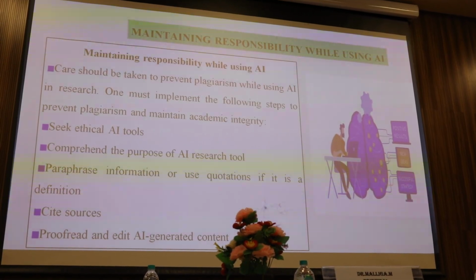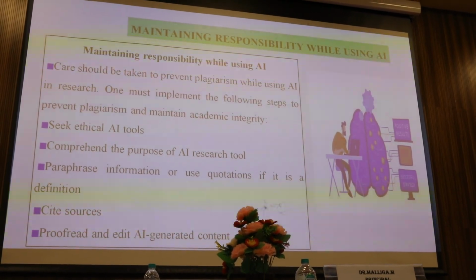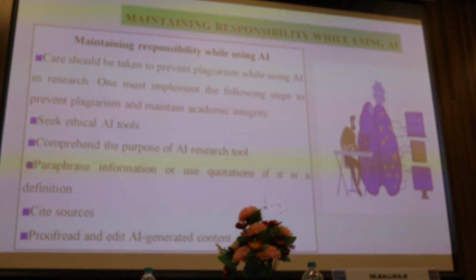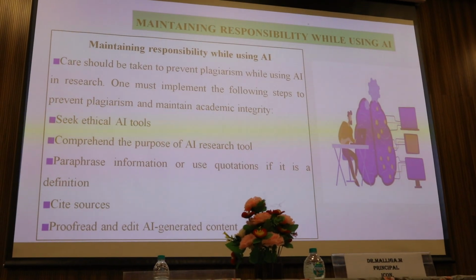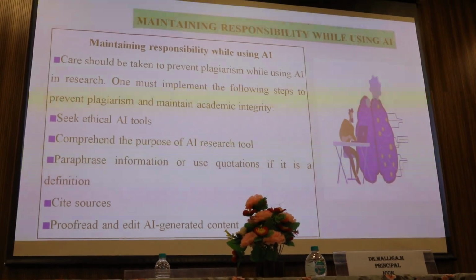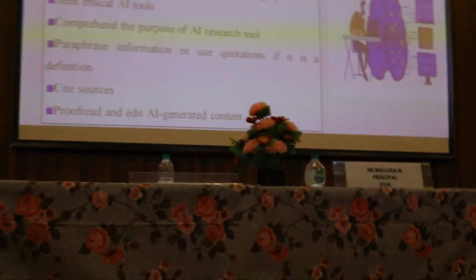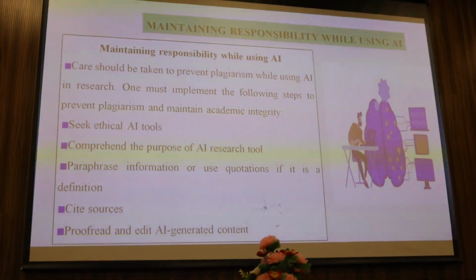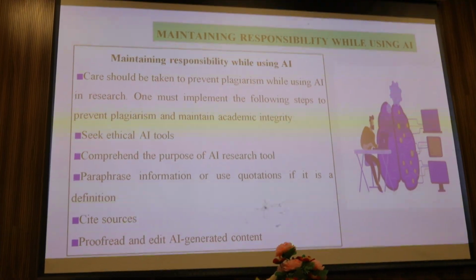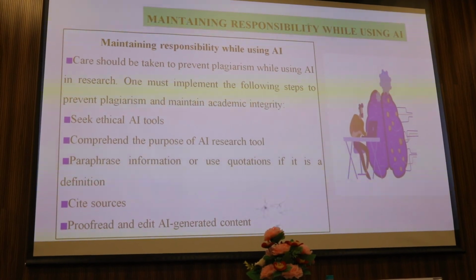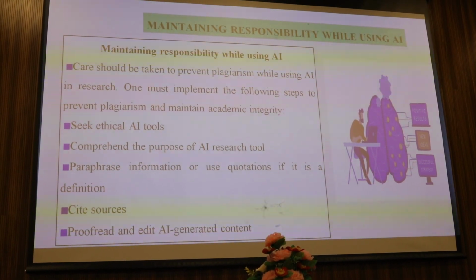So maintaining responsibility while using AI is very important. Care should be taken to prevent plagiarism while using AI in research. When we have a lot of data, plagiarism automatically happens, so we have to be very careful in that. One must implement the following steps to prevent plagiarism and maintain academic integrity.